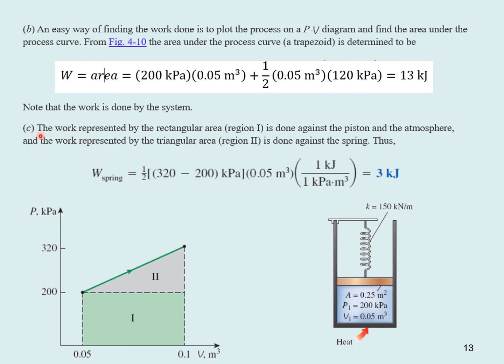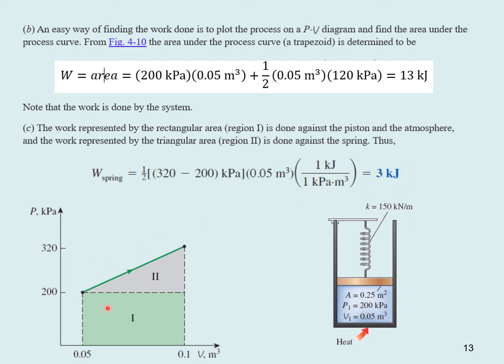So part C asks for what was the work done against the spring. Well, the rectangle is the work done by the system, and the triangle is the work done by the spring. So 1/2 base times height is how you calculate that. So it's 1/2 times the height, 300 minus 200, times the base, which is 0.1 minus 0.05, or 0.05. So you get 3 kilojoules for that.